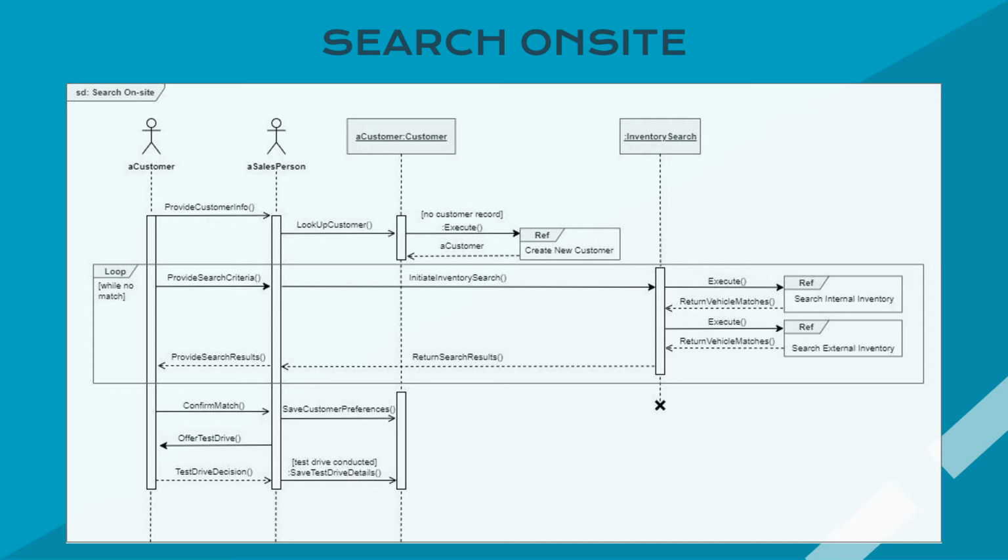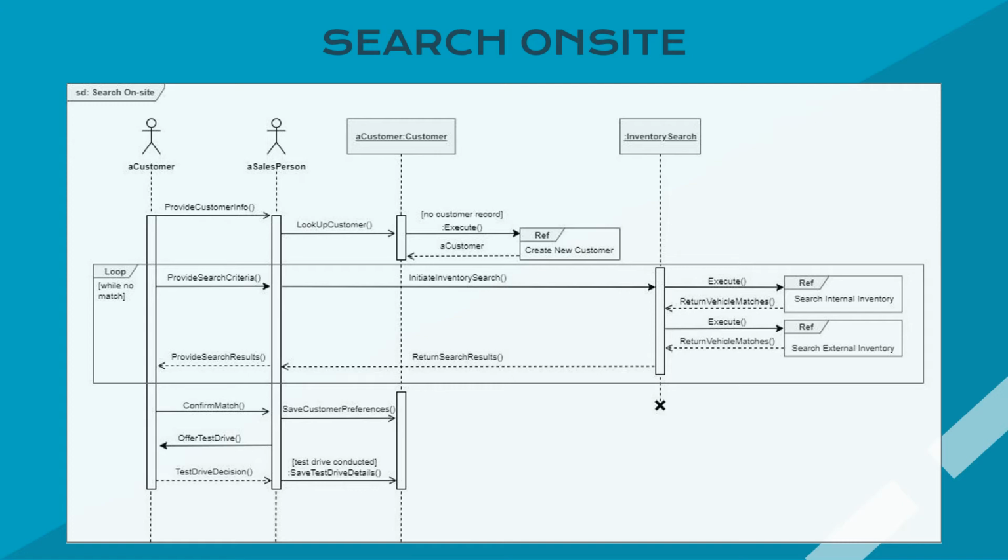The diagram then enters into a loop that will iterate while there is no matching vehicle for the customer. The sequence within the loop again starts with the customer actor providing the search criteria to the salesperson actor, who sends a message to the inventory search object. The inventory search object searches the internal and external inventories and returns a search result to the salesperson actor, who in turn provides the search results to the customer actor. This set of messages iterate until a match is found for the customer.